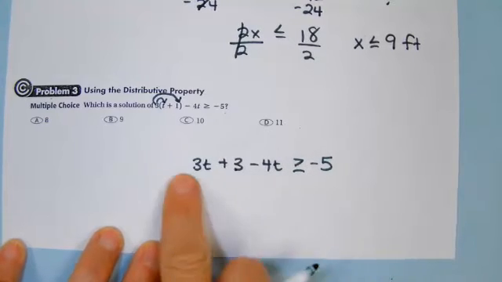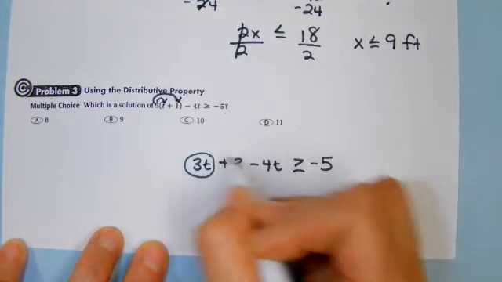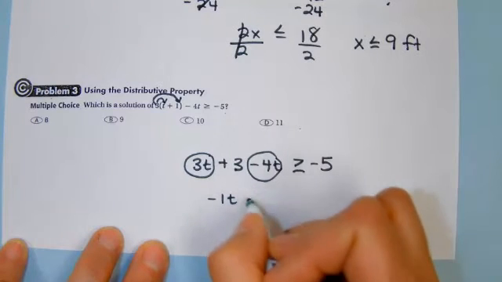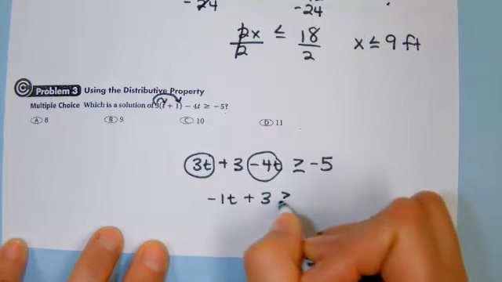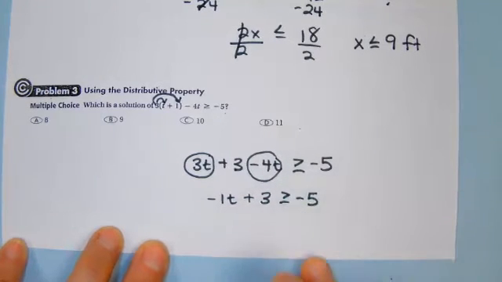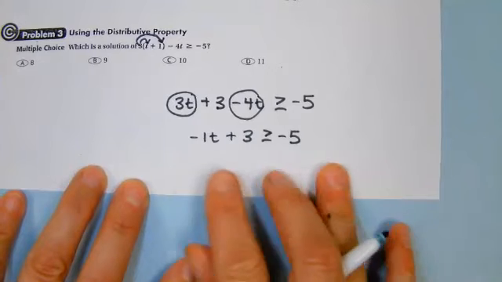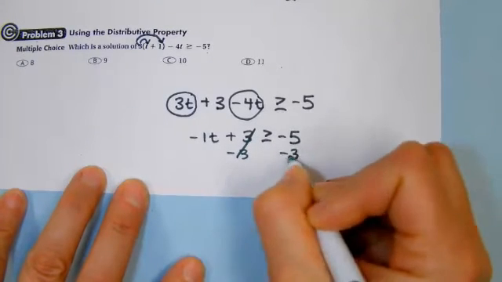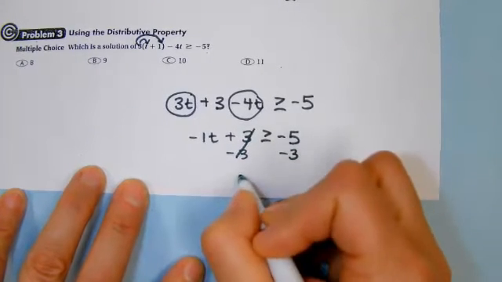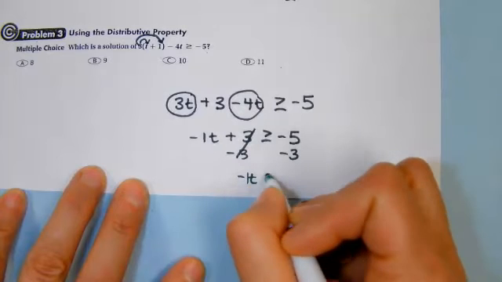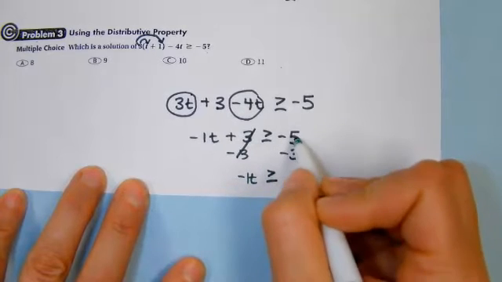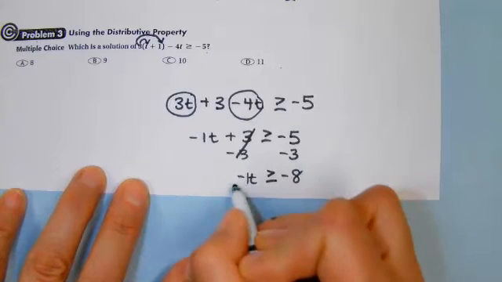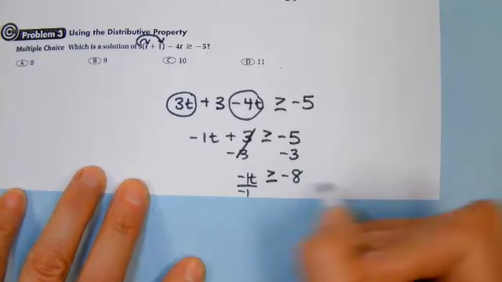And then we look at it and go, okay, we've got some like terms of 3t minus 4t. That gives us negative 1t. Bring down our plus 3 is greater than or equal to negative 5. And then we have our two-step inequality. We're going to undo that positive 3 by subtracting 3 here, subtracting it on the other side. Then we have negative 1t is greater than or equal to negative 5 minus 3, which does give us negative 8. And now we are going to end up dividing by a negative 1.